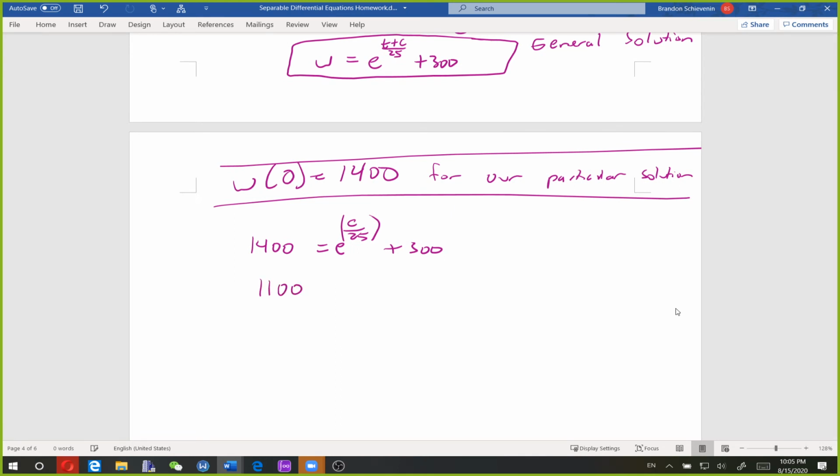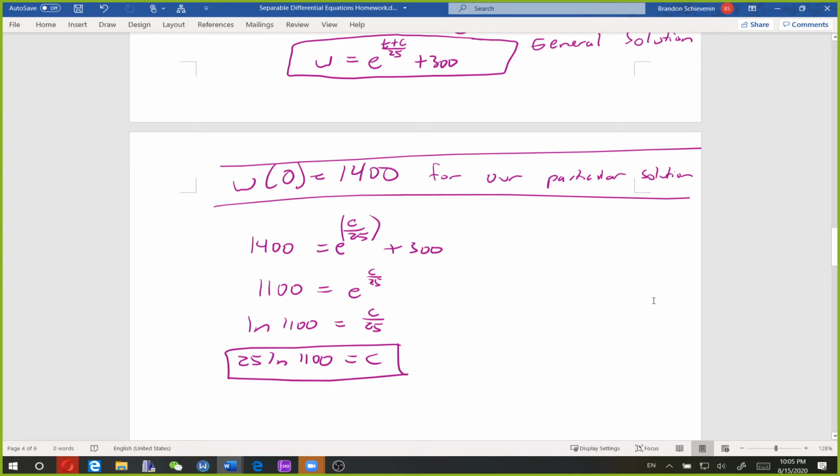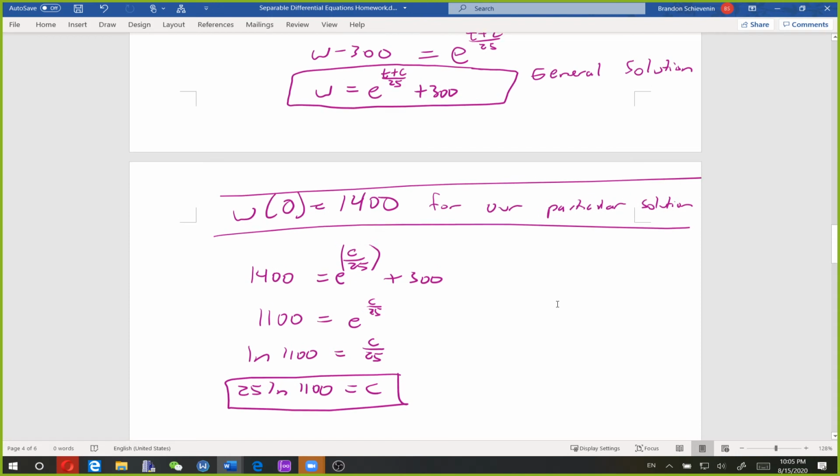Okay, 1100 is e raised to the c over 25. So that gives me natural log of 1100 equals c over 25. Multiply by 25: 25 natural log 1100 is equal to c. Okay, so that means what should my final answer for the particular solution be?